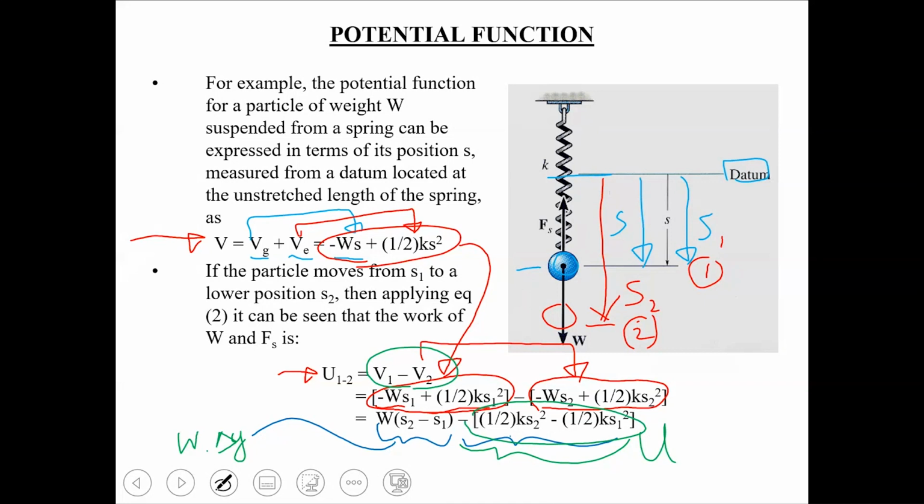Yes, sir. Okay, now coming to our conservation of energy principle. Initially, I hope that the blank slide is visible to all of you. Yes, sir. The principle of work and energy says that the initial kinetic energy of a particle plus work done by all the forces in moving that particle from position 1 to position 2 should be equal to the final kinetic energy of the particle. This is the principle of work and energy.